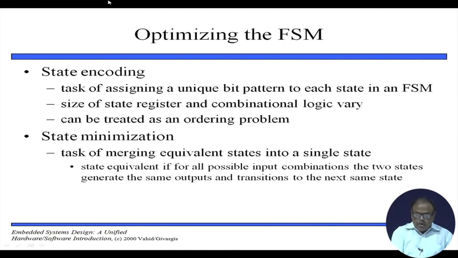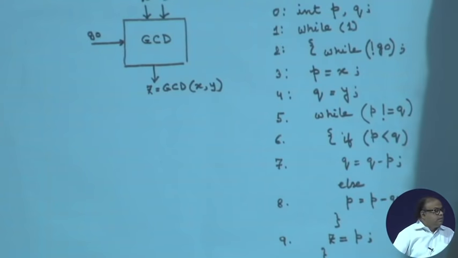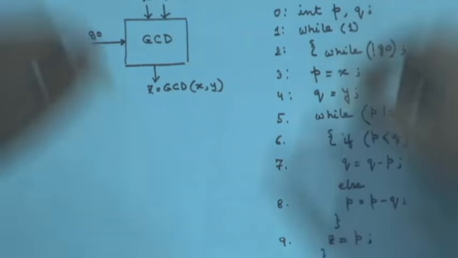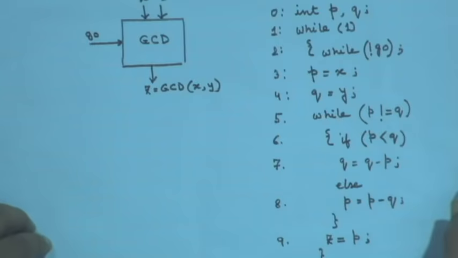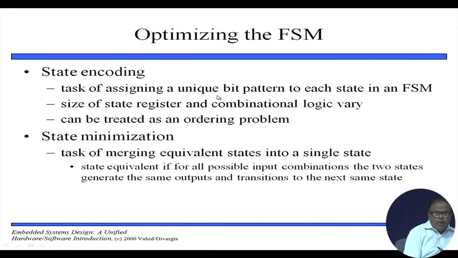So, summarizing what we have done in this design. State encoding is not an optimization, right? State encoding you have to do, but there are ways and means of encoding by which you can reduce the complexity. See that, because the way you assign the unique bit pattern to each state is very important, because accordingly you will have to use the flip flops also.